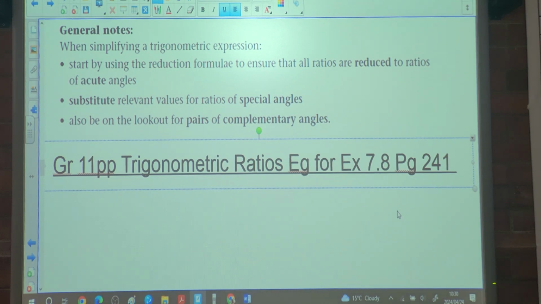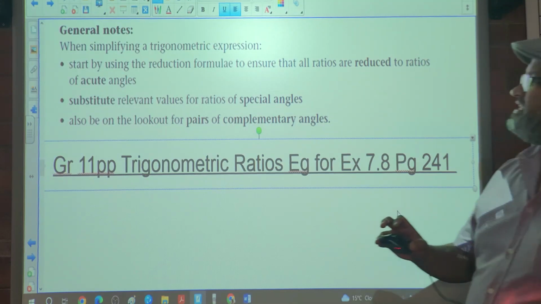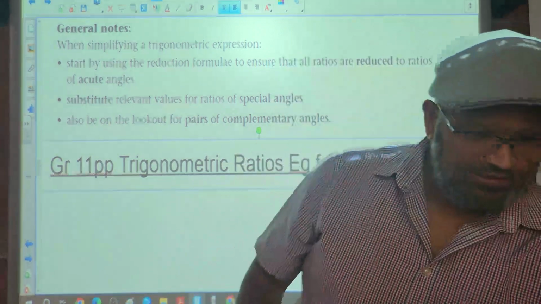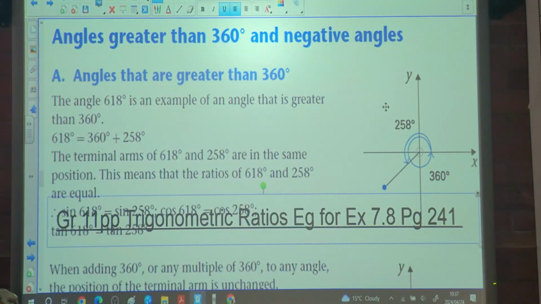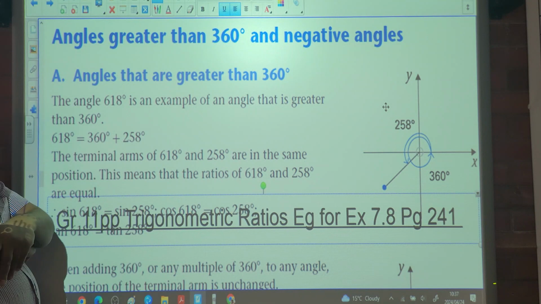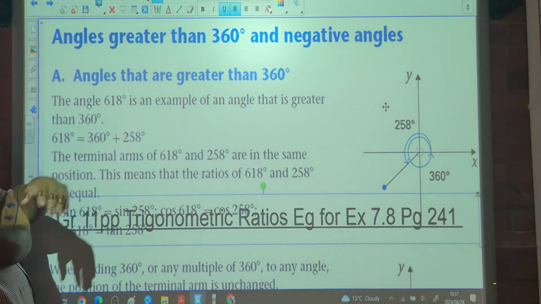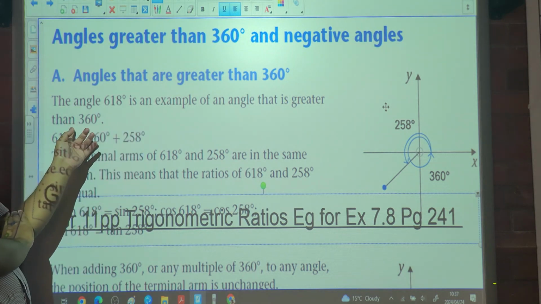Okay, so we're looking at examples for exercise 7.8, and 7.8 is on page 241. Okay, so today we're looking at angles that are greater than 360 degrees and negative angles. The angle 684 is an example of an angle that's greater than 360 degrees.